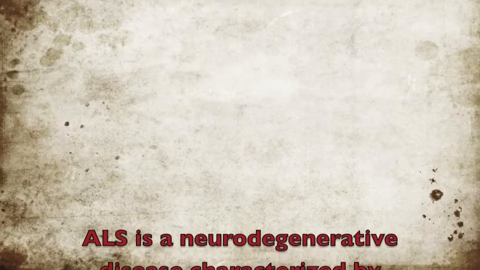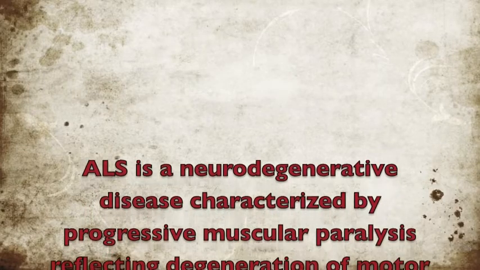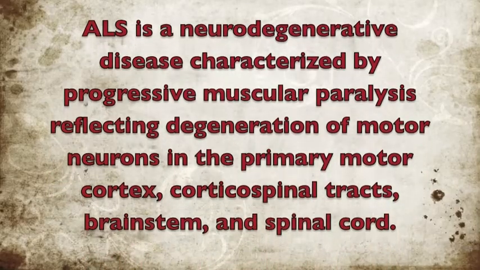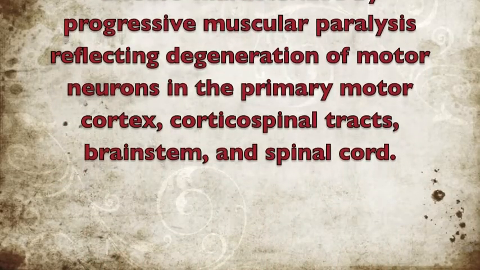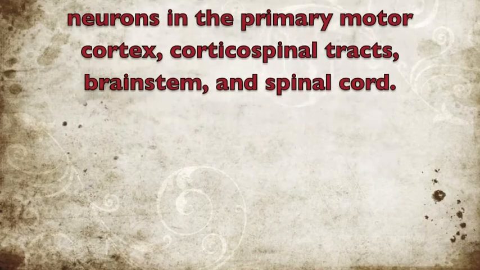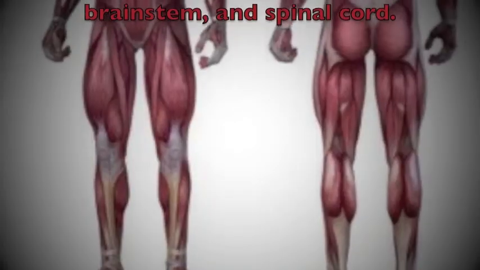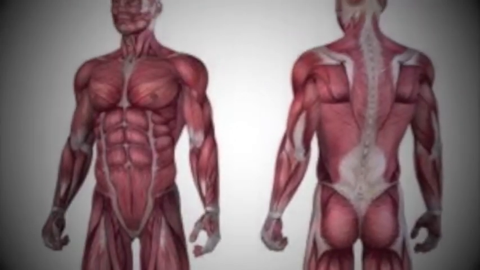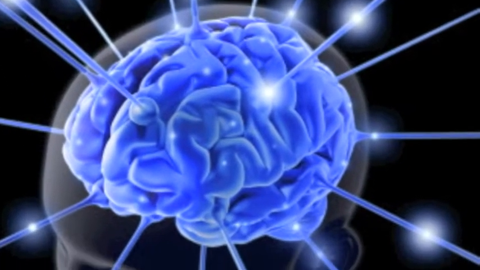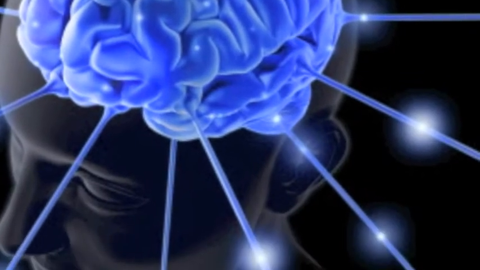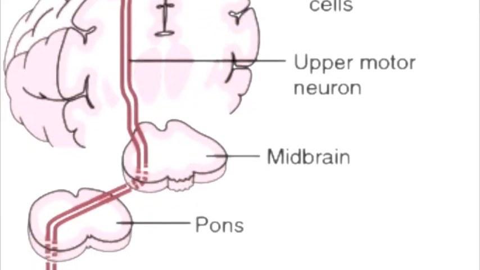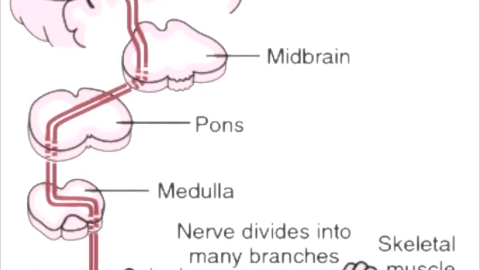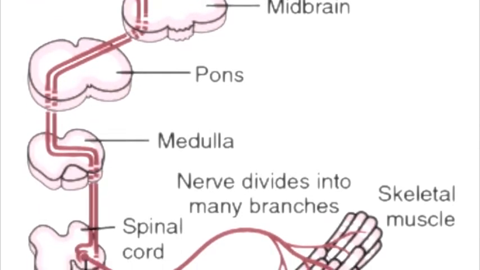ALS is a neurodegenerative disease characterized by progressive muscular paralysis, reflecting degeneration of motor neurons in the primary motor cortex, corticospinal tracts, brainstem, and spinal cord. This disease impacts voluntary muscle movements. However, the individual's intellect typically remains intact throughout the progression of the disease. It creates muscle weakness and atrophy throughout the body, caused by the degeneration of the upper and lower motor neurons.